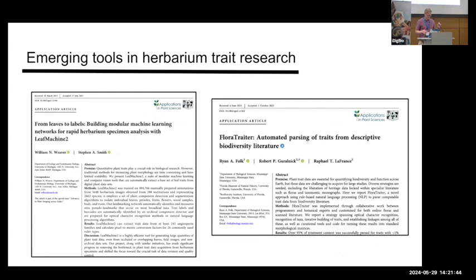And so, yeah, I'm sure a lot of this has already come up in some of the other talks that I've seen today. There's a lot of emerging tools in herbarium research, and in particular herbarium trait research, some of which Will had already talked about, and then also some other work by Ryan Falk and others on other methods. Here's one cool paper of a way of extracting trait information from floristic data or from floristic treatments, which can also be done from herbarium specimens label data, like I mentioned before.